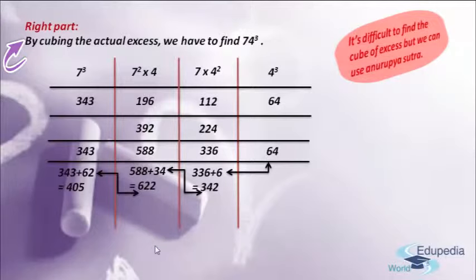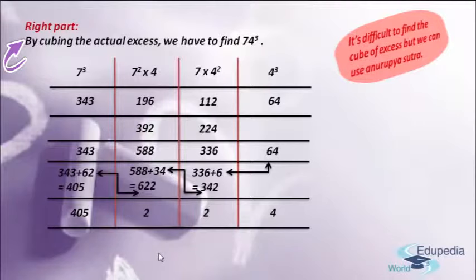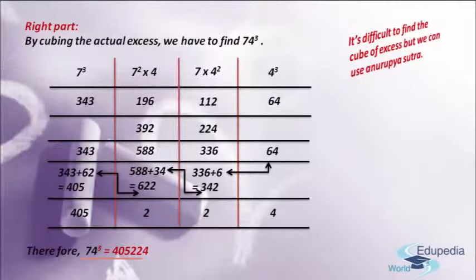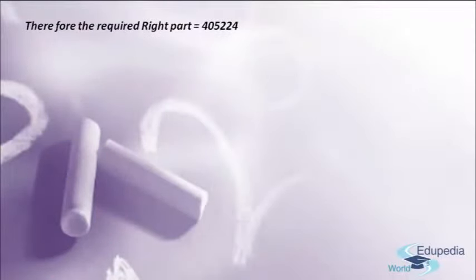Now let me place one more horizontal bar and let me write all the answers what I have got. So here in the fourth part I have got 4, and in the third part I have got 2, and in the second part I have got 2 again, and finally in the first part I have got 405. Now by combining all the answers in all the parts, we get the final result, that is 74 cube is equal to 405,224. So friends, this 405,224 is regarded as the required right part.